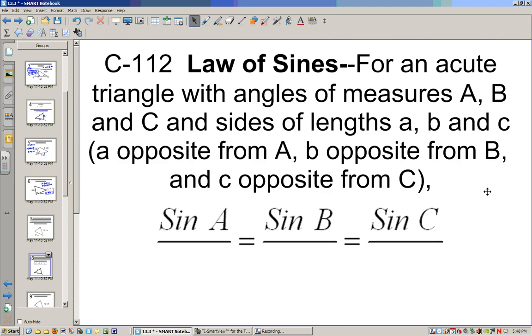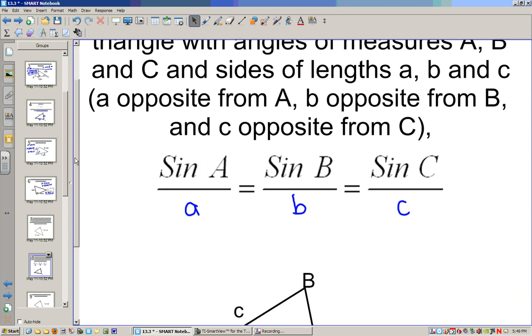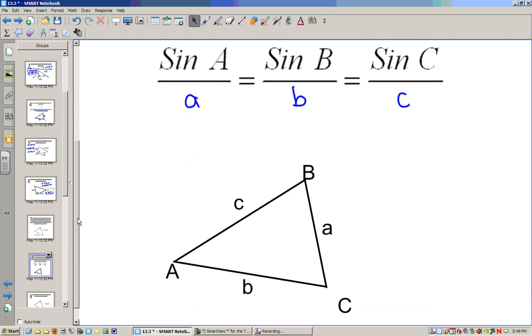What the law of sines says is that if we have an acute triangle and our angle measures are capital A, B, and C, and side lengths are A, B, and C, with side length A opposite from angle A, side length B opposite from angle B, and side length C opposite from angle C, then sine of A over side length A equals sine of B over side length B, and sine of C over side length C. So again, capital A, B, and C are angle measures, and little a, b, and c are side lengths. Okay. So there's our law of sines, and here's the picture of our triangle.